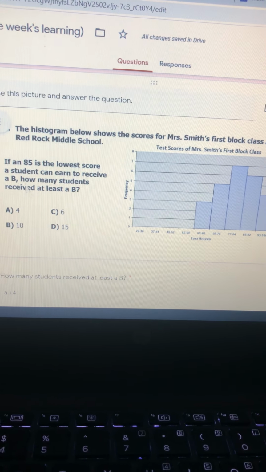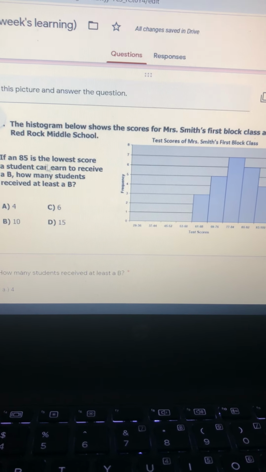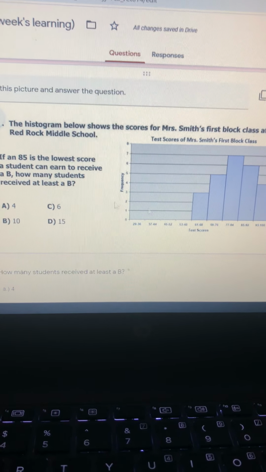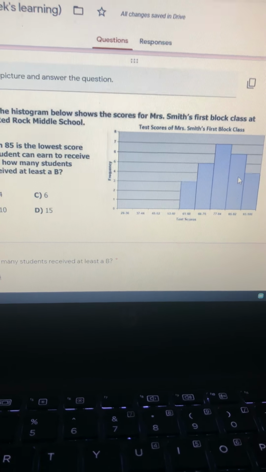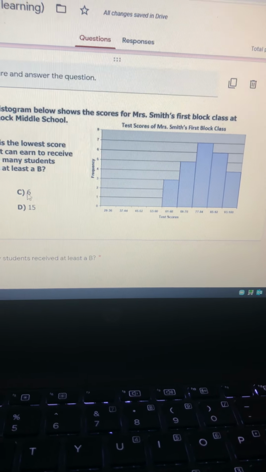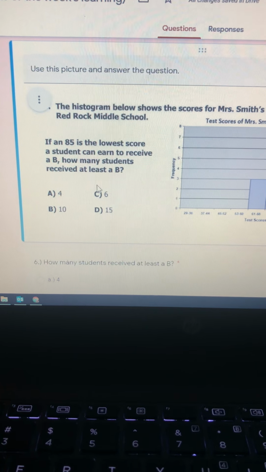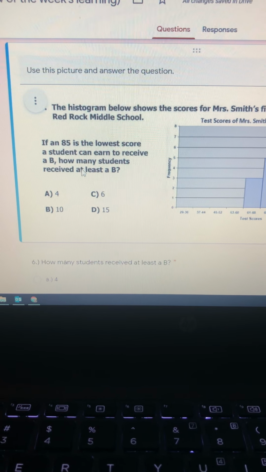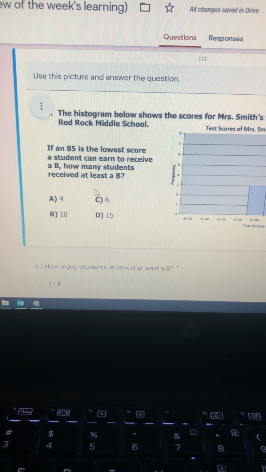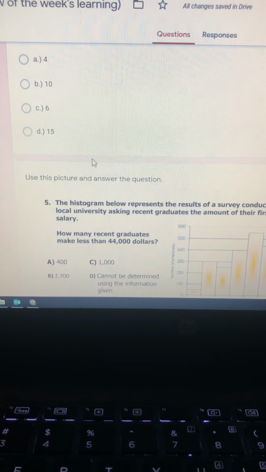Nope, not even that, because what does it say right here? If an 85 is the lowest score a student can earn to receive a B, then that's it. Then it's only 6. So it's C. That's the only one that really makes sense in this situation with 85 being a B. All right, pretty simple. Okay.